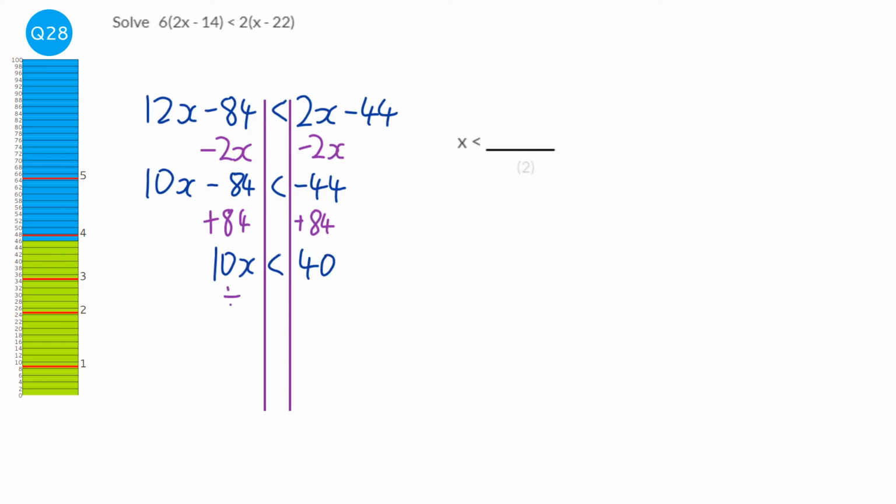And then we're going to divide 10 both sides to get what x is, or what x is less than, and that would be 4. So our answer is x is less than 4.